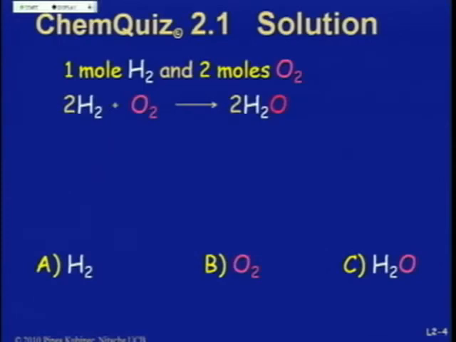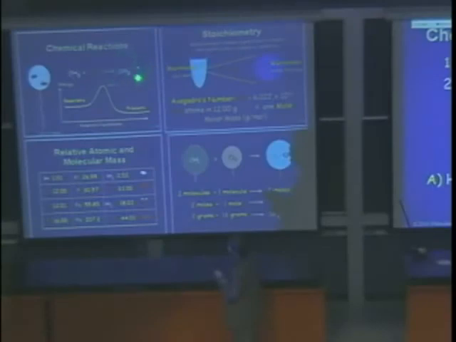This is your stoichiometric equation. That's a balanced equation. 2 moles of hydrogen react with 1 mole of oxygen to form 2 moles of water. But what do you have? You have 1 mole of hydrogen and 2 moles of oxygen. How much? You have 1 mole of hydrogen. How many moles of water do you make? 1 mole of water. And the oxygen, how many?